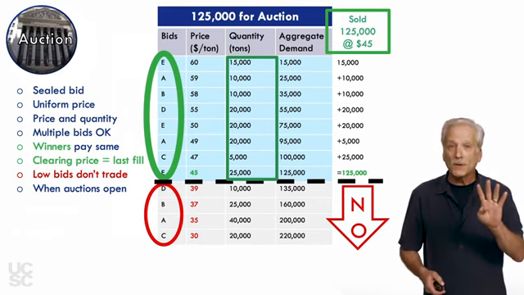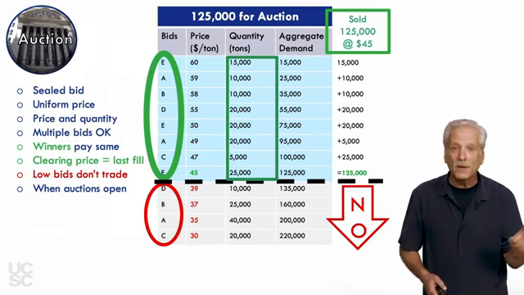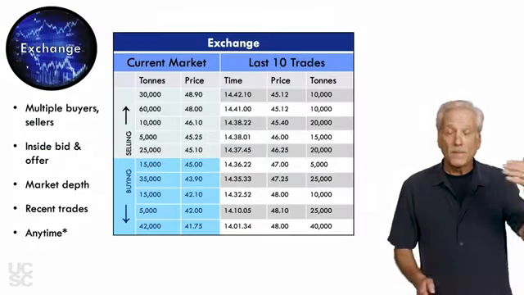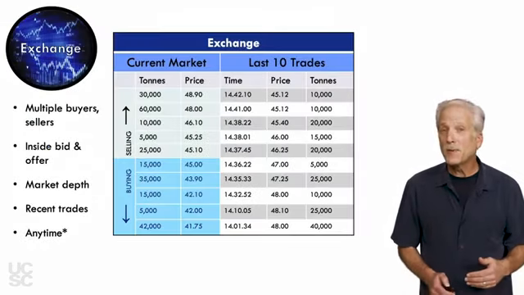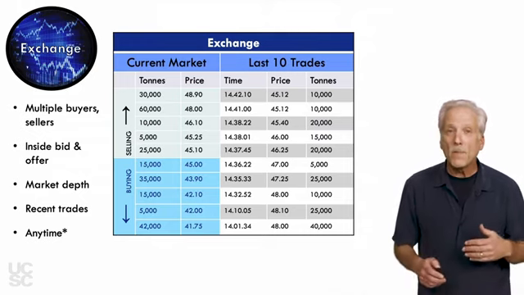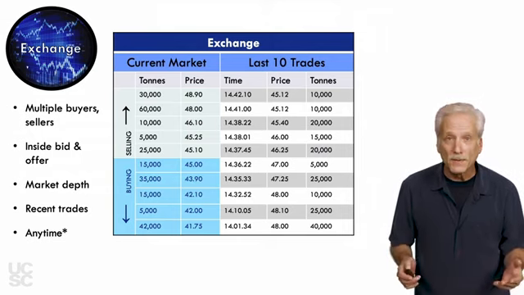So there are 4 auctions. You'll have a chance to participate in auctions 1, 2, 3, and 4. Don't worry if you missed the first one. You can always participate in the second, the third, or the fourth. Moving from the auction to the exchange. The exchange is a marketplace where there are multiple bids to buy and offers to sell, all being processed at the same time. It's an opportunity to trade in between or during the auctions.